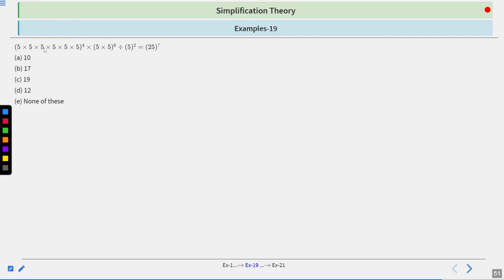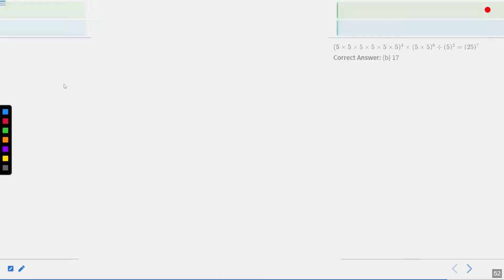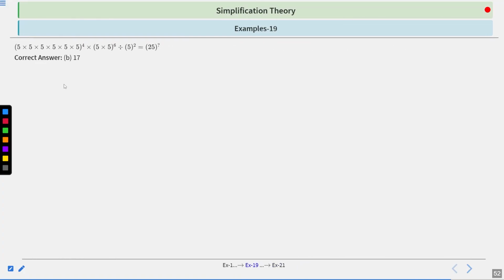5 into 5 into 5 into 5 into 5 into 5, 6 times, in one bracket and whole power 4, multiplying by 5 into 5 to the whole power 6, dividing by 5 square, equals 25 to the power question mark. Now we have 5 options. A is 10, B is 17, C is 19, D is 12 and E is none of these. Now see the solution. Correct answer is B, which is 17.